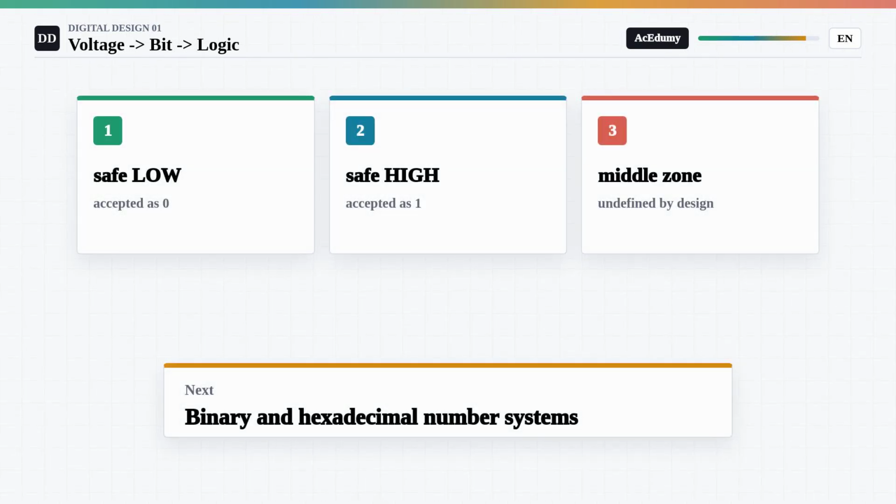So the first mental model is simple and powerful. Digital does not mean the analog world disappeared. It means we build a disciplined interface on top of it. Use safe low ranges for 0, safe high ranges for 1, and avoid the undefined middle. Next, we will learn the number systems that make those bits useful: binary, hexadecimal, and how to read bit patterns without getting lost.